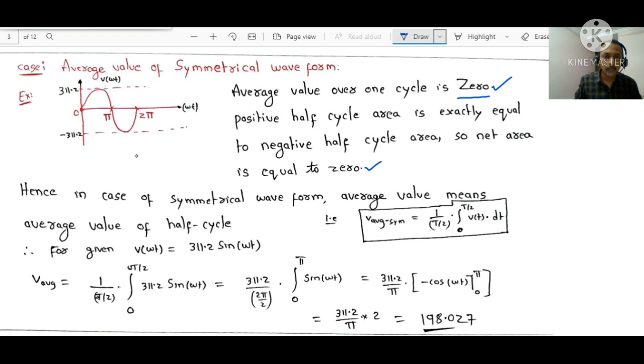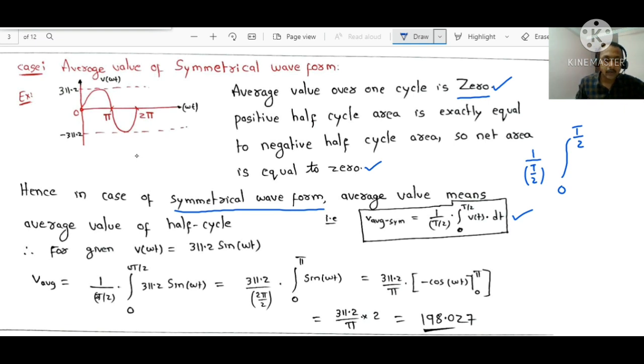Because of this, in case of a symmetrical waveform, very important, instead of doing the integral over the entire time period, we will do that integral only from 0 to T by 2. Only for half of the wave we will do, and we will divide that value by half of the time period, 1 divided by T by 2. This point is very important for a symmetrical waveform.